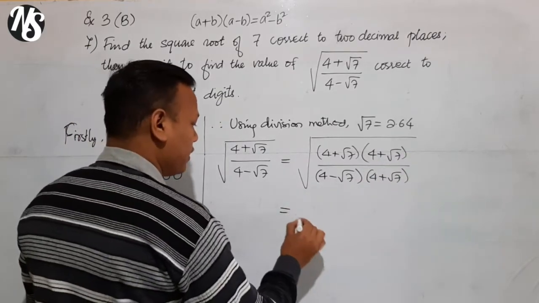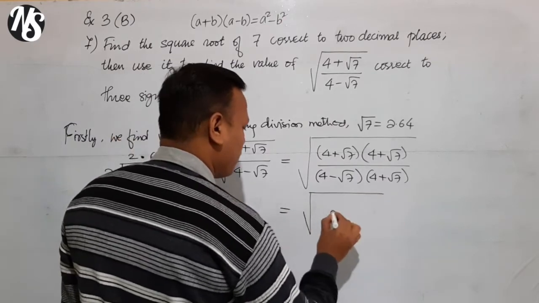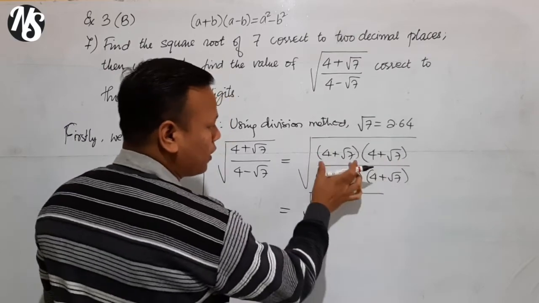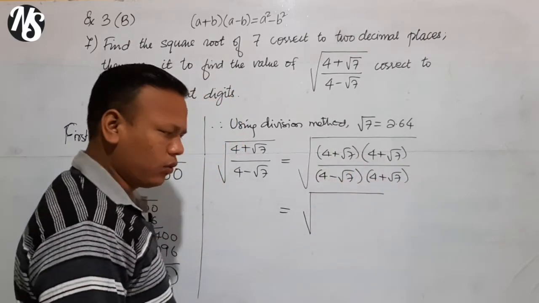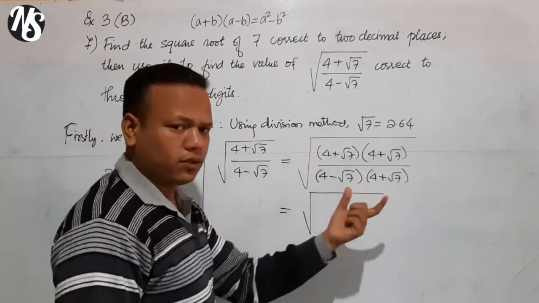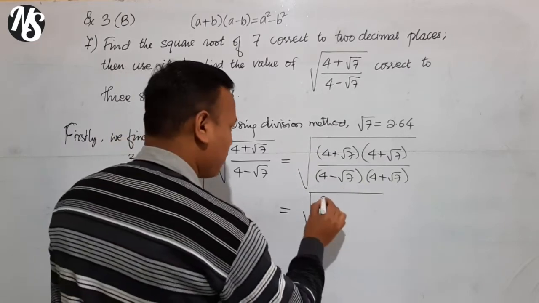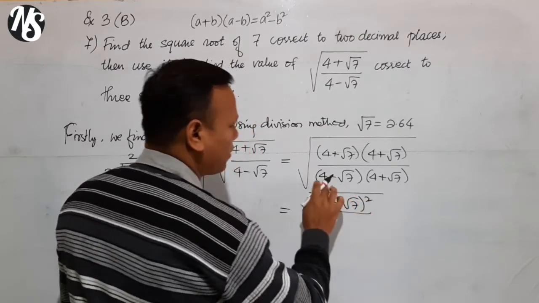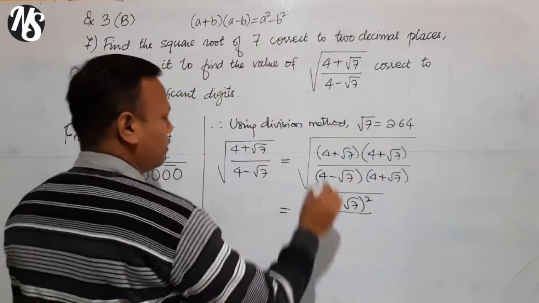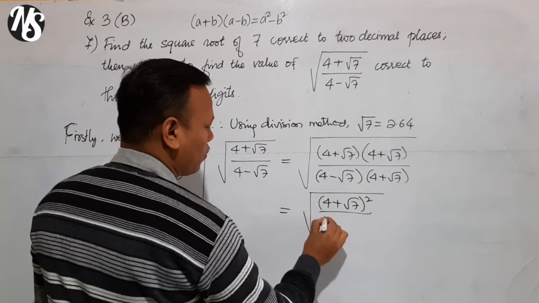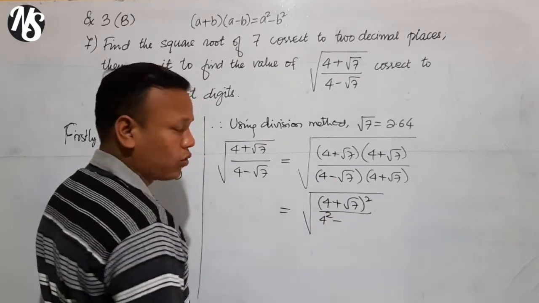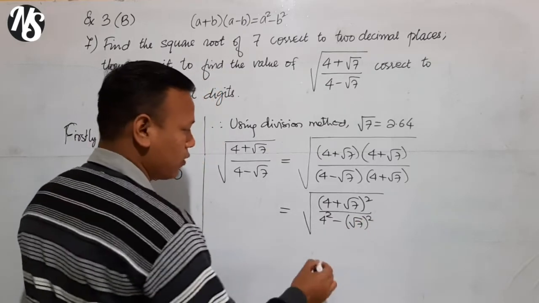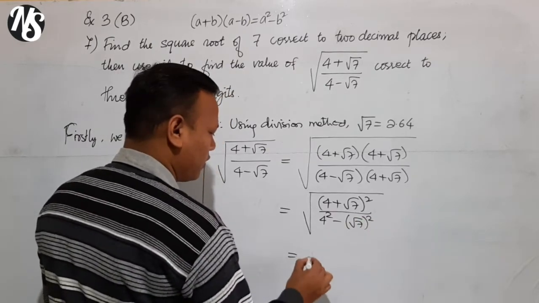Now observe here carefully. This is (4 + √7) into (4 + √7). Both of them look the same, right? So if you call this a and this a, then a into a is a². That's why I am writing this as (4 + √7) whole square divided by (a − b) into (a + b), which is a². A² means 4² − b², b is √7 squared, right? Okay, so let's simplify this.